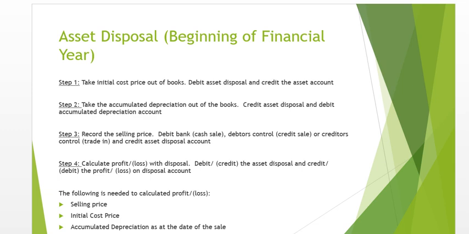Now, for asset disposal, we need 3 things. We need the selling price, we need the initial cost price, and we need the total accumulated depreciation as per the date of sale. If we have these 3 things, then it's relatively simple. So how we deal with this asset disposal procedure is we do it in 4 steps. Step 1 is we need to take the initial cost price out of the books. So in other words, we're going to debit our asset disposal account and credit our asset account.